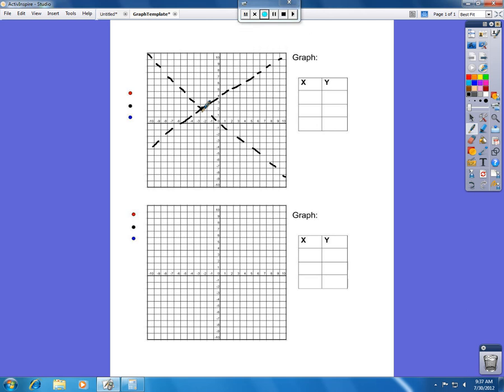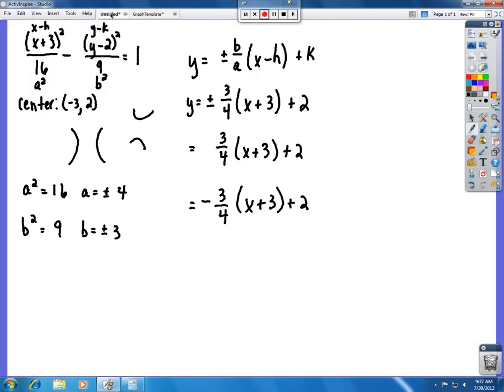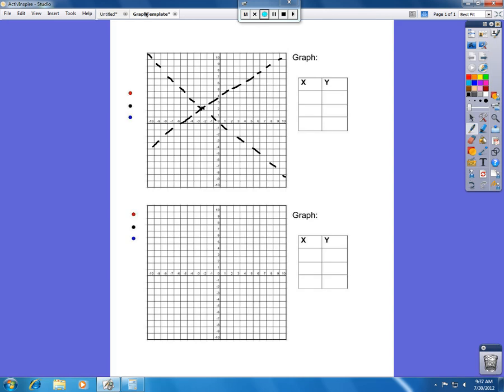So that a value that I identified on the previous screen was plus or minus 4. Now since the x term came first, the graph is going to open in this direction. So I need to identify my vertices based on where my center is. Now again, the center was at negative 3, 2. Since this is an x opening graph, I'm going to add and subtract the 4 from my x value for my center. So negative 3 plus 4, one of the vertices is at 1. Negative 3 minus 4, the other one is at negative 7.